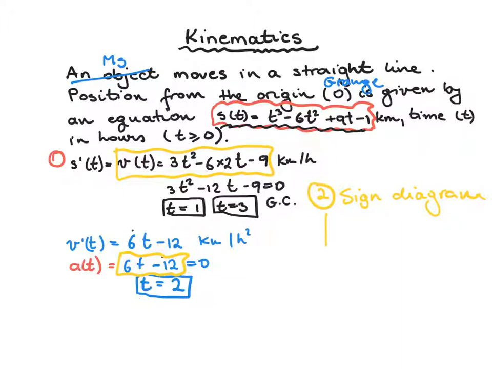So t is bigger than 0, so we are not interested in anything less than 0. And velocity is equal to 0 when t is equal to 1 and t is equal to 3. Now, in order to find the sign of this function, is it positive or negative before 1 hour, is it positive or negative between 1 and 3, and what's happening after 3. You have seen that before.